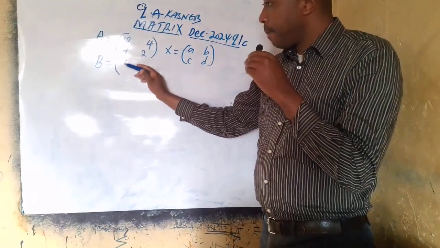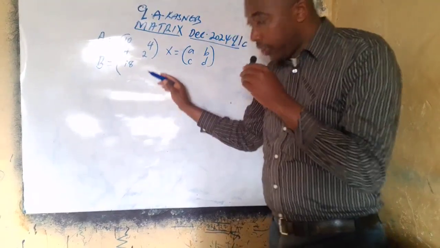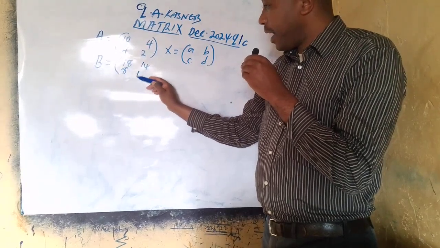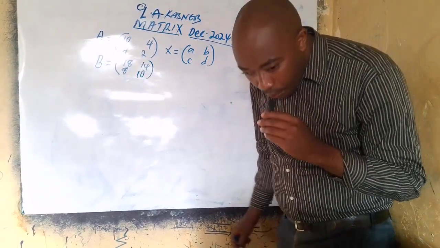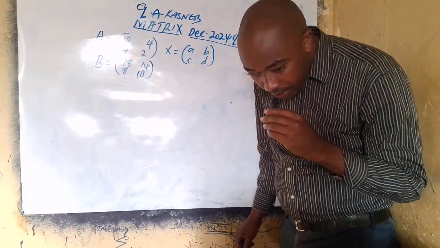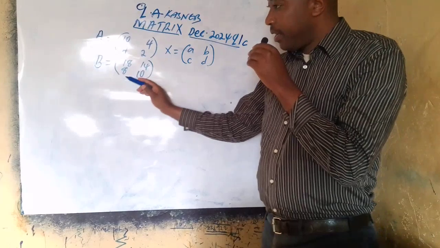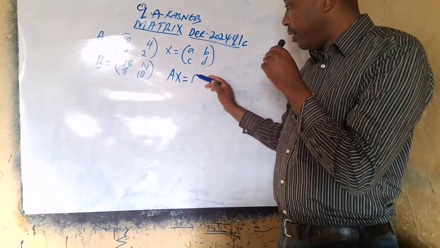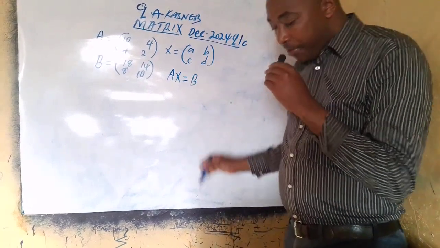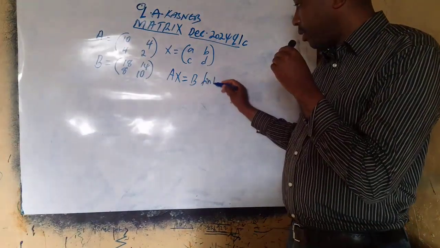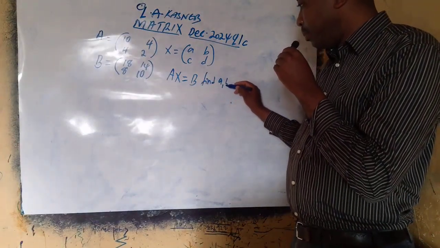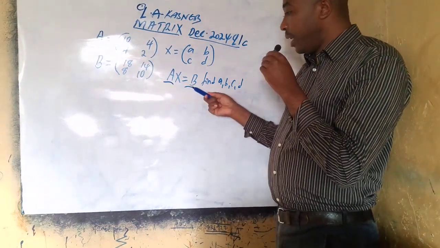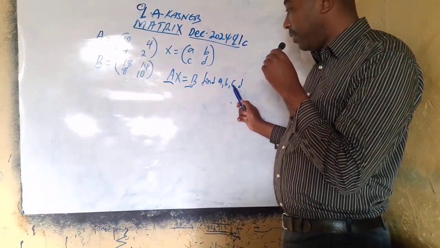18, 14, 8, and here it is 10. We are being told, given that AX is equal to B, find values of A, B, C, and D. So we are being told AX is equal to B, then we find values of A, B, C, and D.